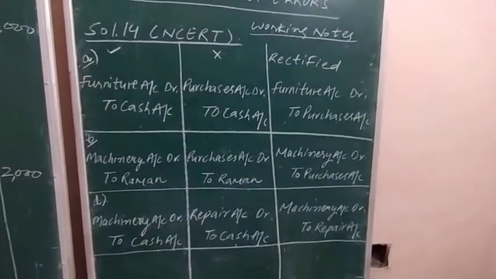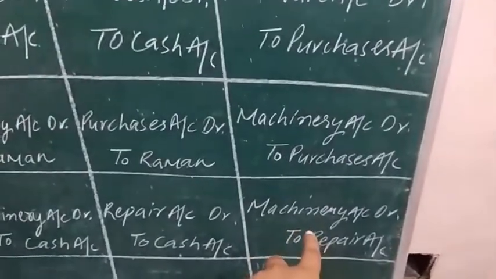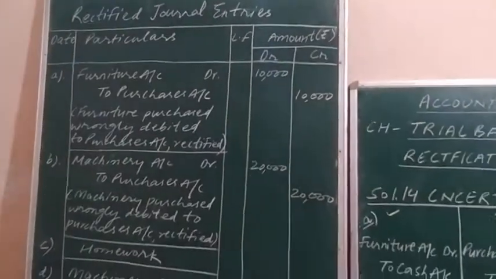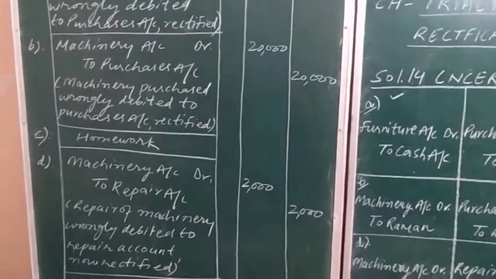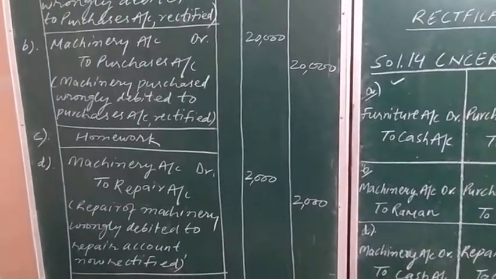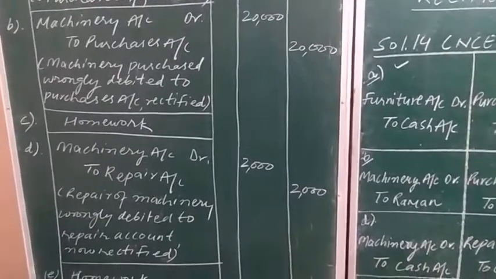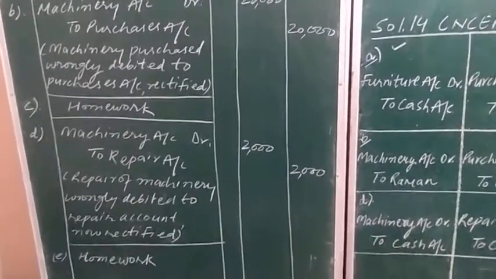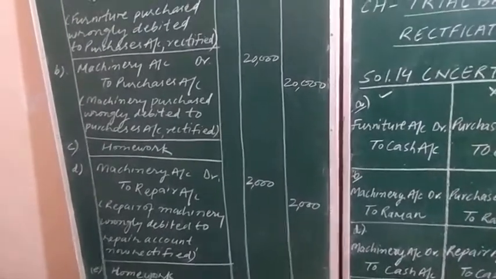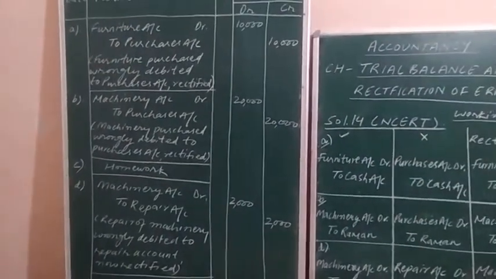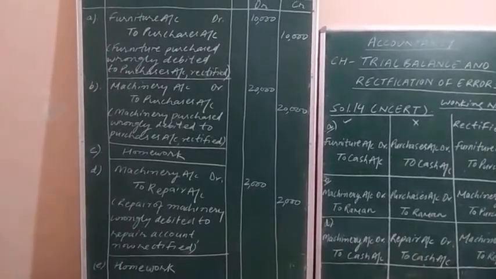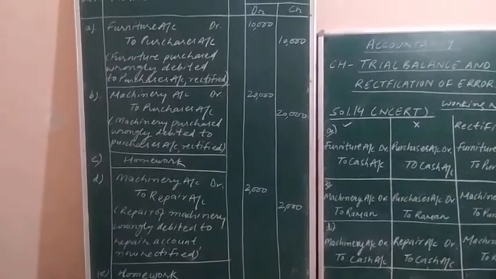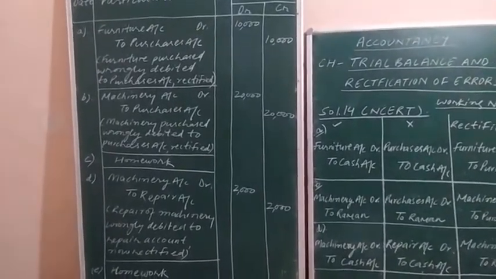Okay. The same journal entry will be written in the journal entry format. This is the journal entry format. C, the third transaction, is homework for you. D transaction, machinery account debit to repair account. And one more homework, E transaction, for you. Okay. So the three transactions, rectified journal entries, I have explained to you. Only what you need to do as homework is transaction C and E. You have to pass the rectified journal entries for transaction C and E.